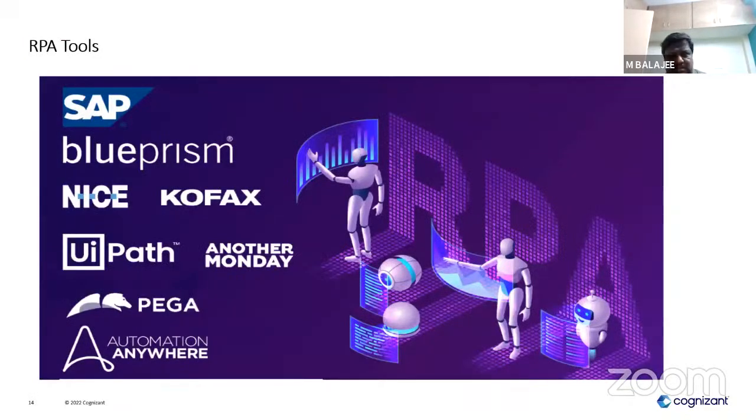These are some of the tools which are there in the market: SAP, Blue Prism, NICE, Kofax, UiPath, Monday, Pega, Automation Anywhere. All of these have their own advantages and disadvantages. The recent ones at the top of the market are UiPath and Automation Anywhere. Blue Prism is more robust, but it costs more, and we have limited activities in it. Same with NICE and Kofax.